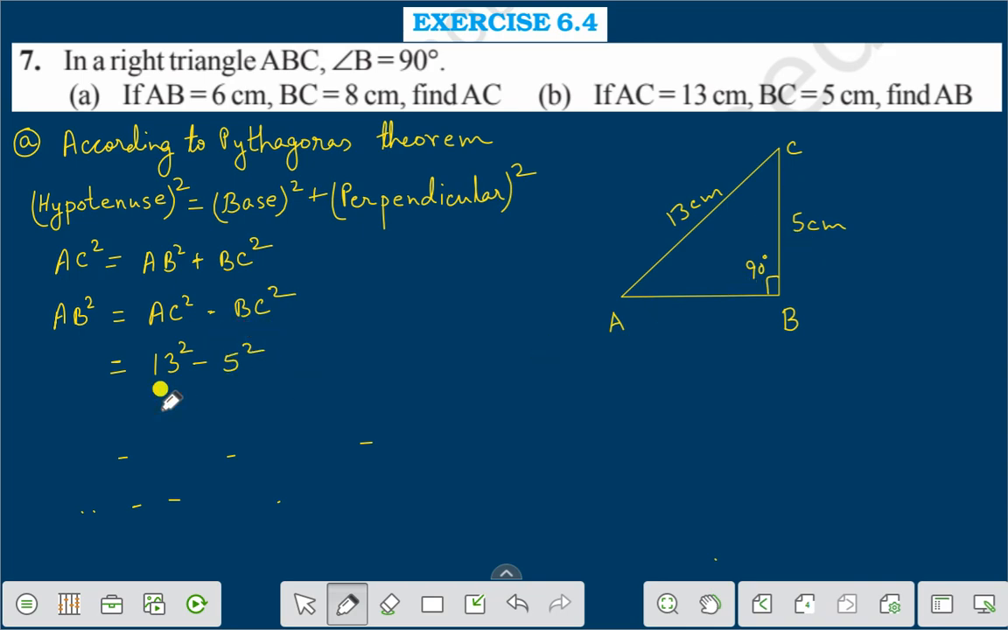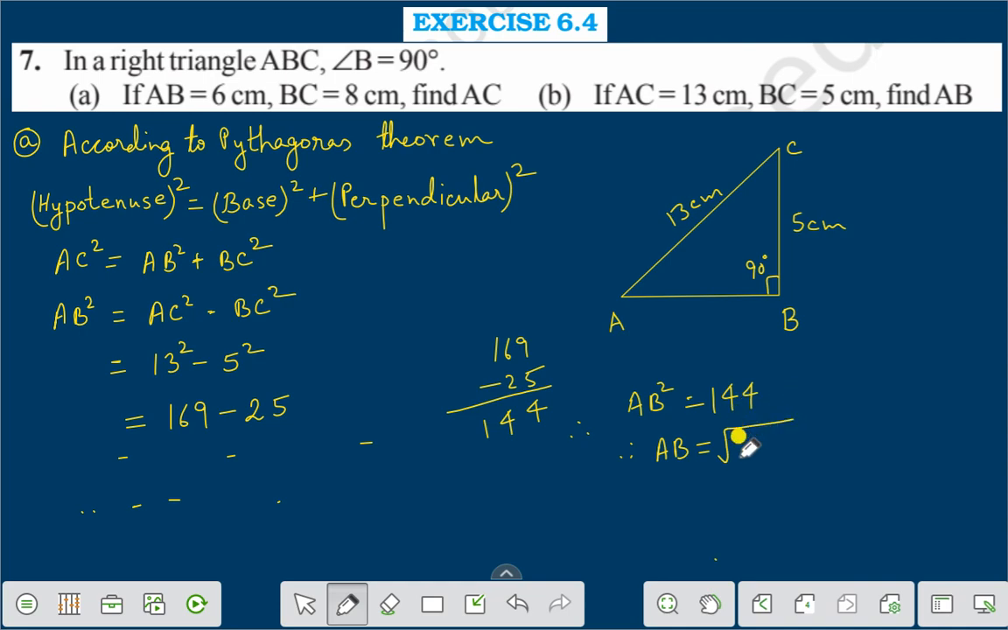13 square is 169 minus 5 into 5 is 25. Therefore, we are getting 169 minus 25. 9 minus 5 is 4. 6 minus 2 is 4. That is 144. Therefore, AB square is equal to 144. Or the value of AB is equal to square root of 144.